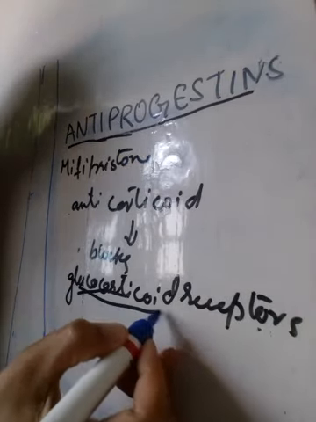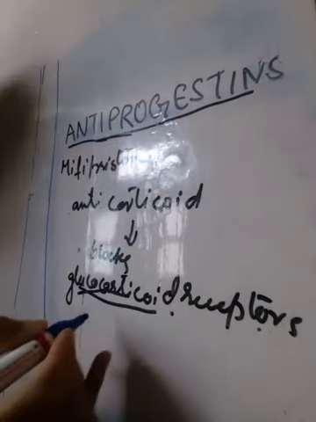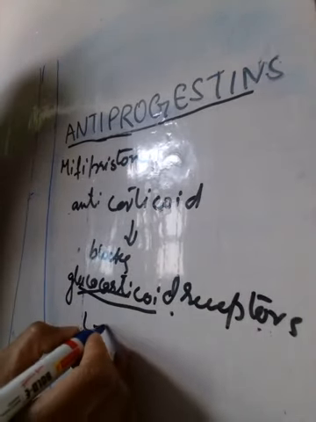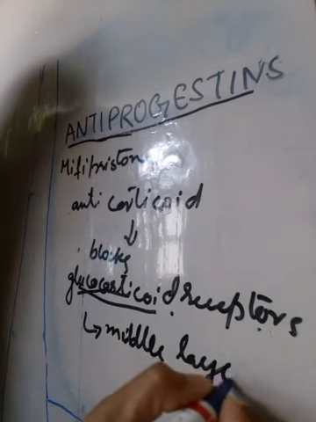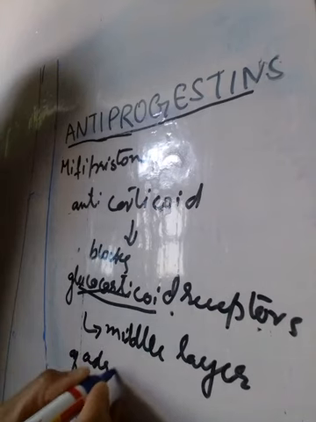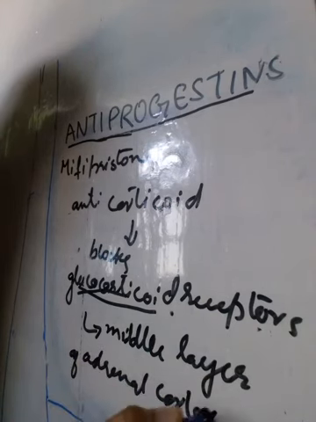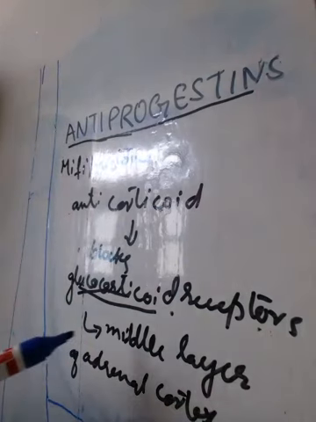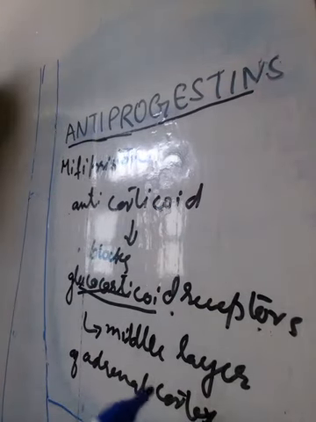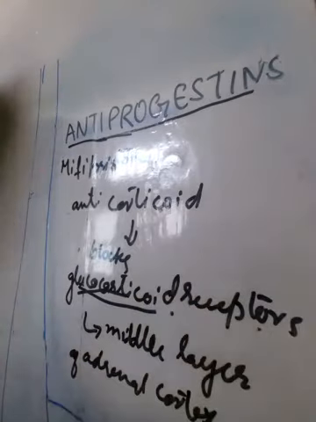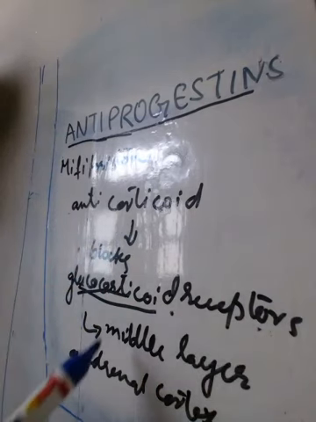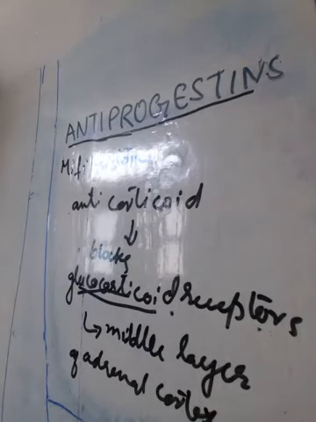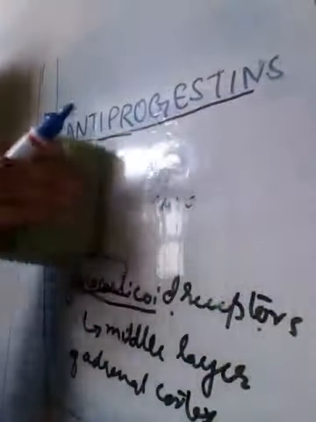Glucocorticoids are those hormones which are secreted by the middle layer of adrenal cortex. Glucocorticoid hormones are secreted by the middle layer of adrenal cortex, and this mifepristone works also against these. That is, it shows anticorticoid activity. It blocks the actions of glucocorticoid hormones by binding to those receptors. This was the action of the mifepristone.